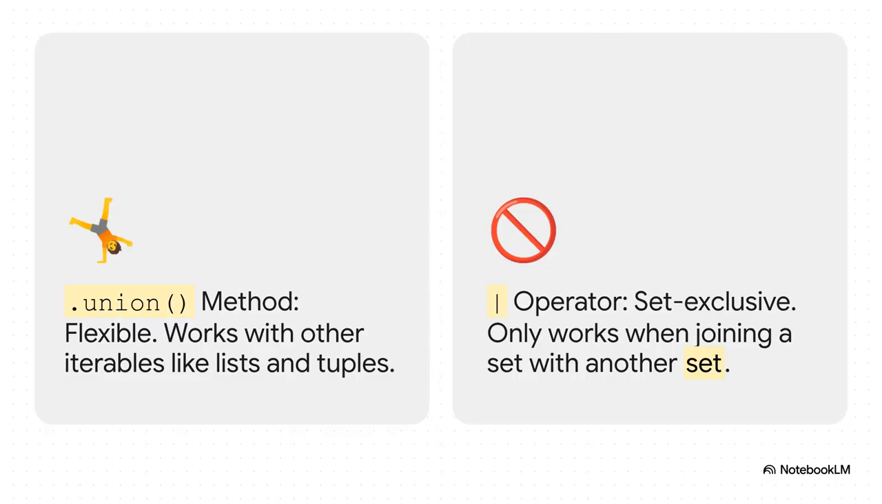Okay, but here's a really important catch you need to know about. The union method is super flexible. You can use it to combine a set with other things, like a list or a tuple, and it works just fine. The pipe operator, though, not so much. It's a specialist. It only works with other sets. Try to use it with a list, and bam, you're going to get a type error.